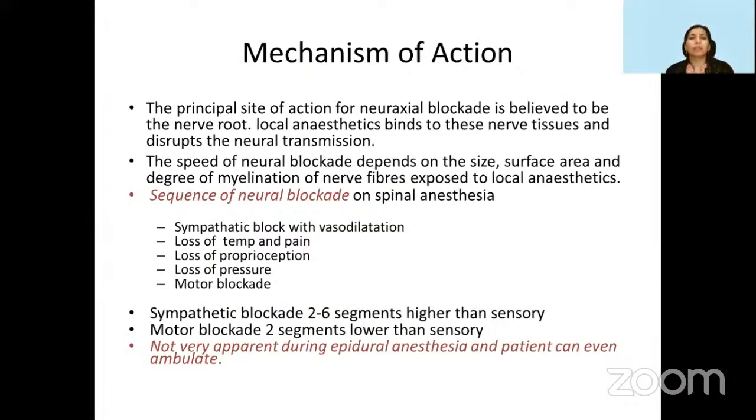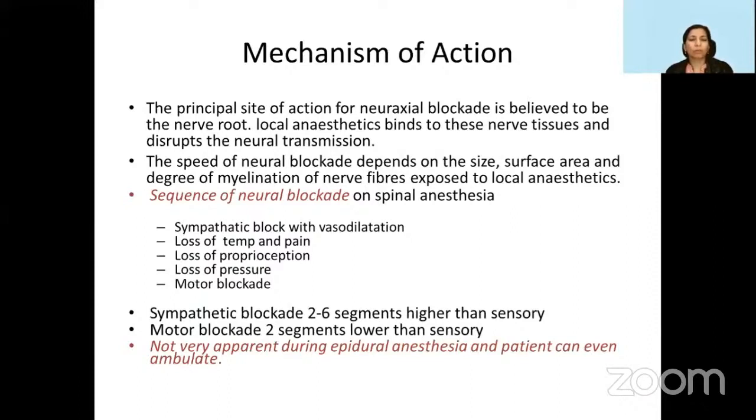The principal site of action for neuraxial blockade is believed to be the nerve root. The local anesthetics bind to the nerve tissues and disrupt the neural transmission. The speed depends on the size, surface area, and degree of myelination of the nerve fibers exposed to the local anesthetics. And the sequence of the blockade is also because of the block of the different nerve fibers in different time intervals.